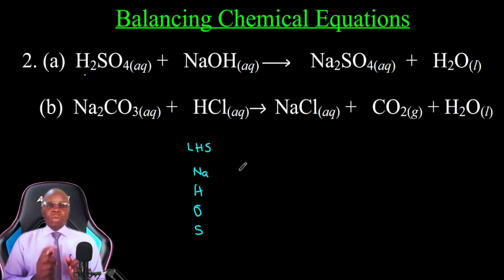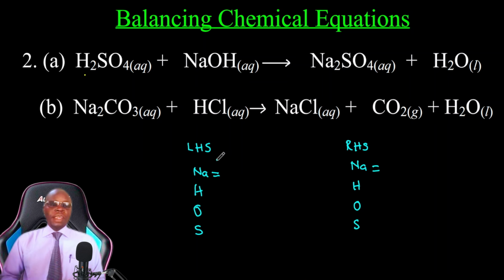And from the law of conservation of elements, elements are neither created nor destroyed, so they are conserved. So the number of elements from the left hand side must be exactly the same as the number of elements from the right hand side. So we can go ahead and duplicate the same thing here, saying from our right hand side we also have sodium, we have hydrogen, and we have oxygen, followed by sulfur.